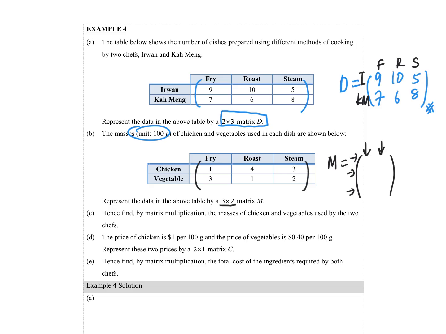So I need to make sure I write my order in the correct way. Maybe the first one is for chicken, then the second one is for vegetable. So chicken is 1, 4, 3. So there is a bit of a change. Then I have vegetable being 3, 1, 2. So this is the only one where they never follow the sequence that I am presented with in my data, so I need to change it a little bit.